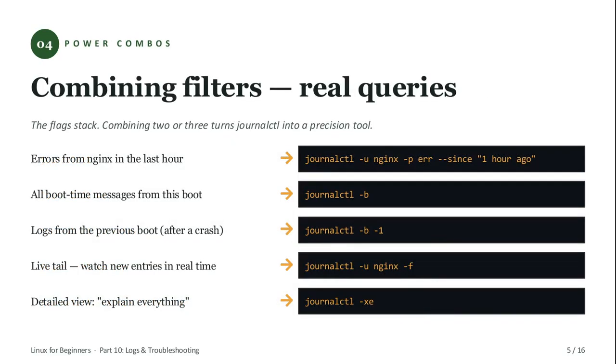And here's where it really clicks. Those flags stack. Want errors from nginx in just the last hour? Combine -u, -p, and --since into one query. Investigating a crash? journalctl -b jumps to this boot, and -b -1 takes you to the previous one, which is gold after an unexpected reboot. Add -f to any command to live-tail new entries as they arrive, and when you want maximum context, -xe gives you the end of the log with extra explanations attached. Two or three flags, and you've got a precision instrument.